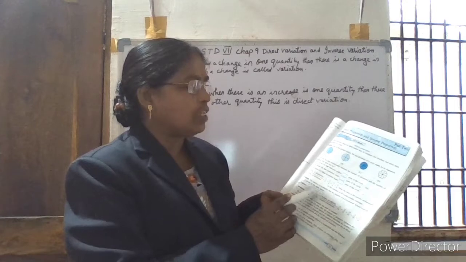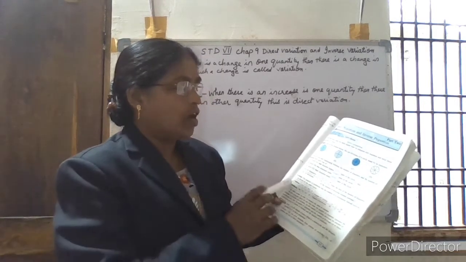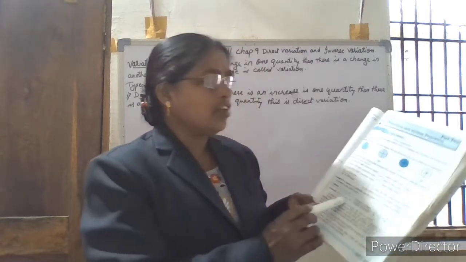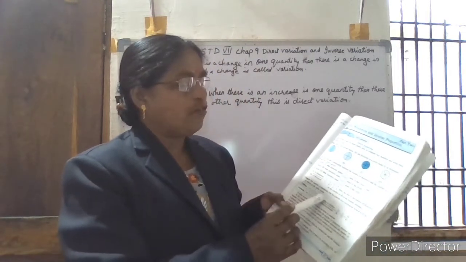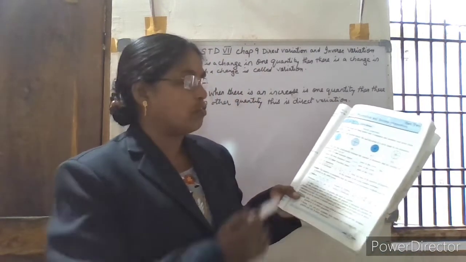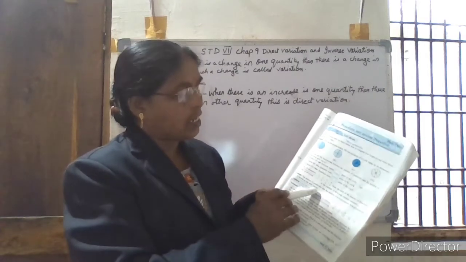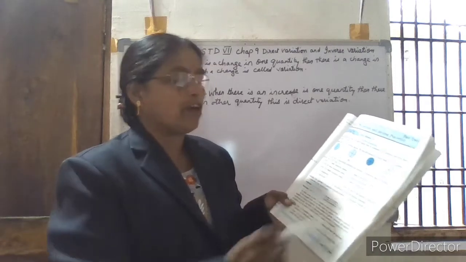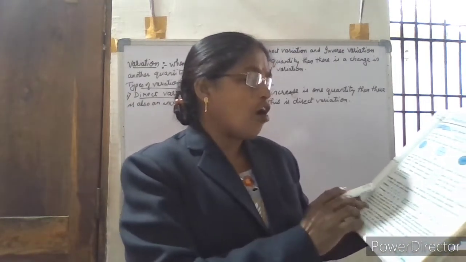Then if 10 children are there, then 60 notebooks. Again, the number of children decreases, the number of notebooks also decreases. If 5 children are there, then 30 notebooks. Again, the number of children decreases, so the number of notebooks also decreases. So this is an example of direct variation.